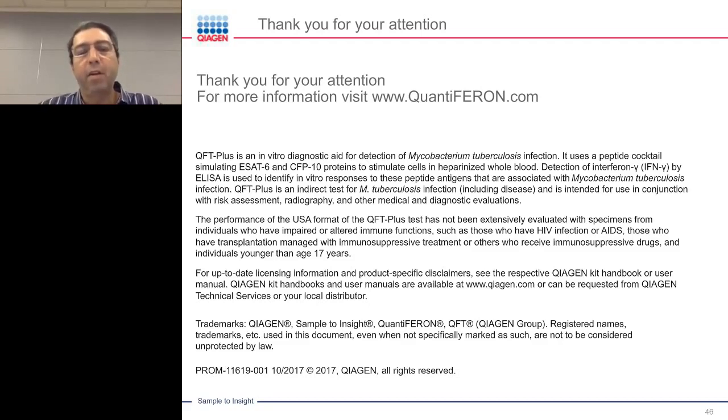So I'd say our test is not intended as something that would be used in that setting, but as we saw, there is a tendency now for there to be a higher detection of the CD8 T cell involvement in the setting of active disease, but really we feel that much more research is needed in terms of applying it to that setting.